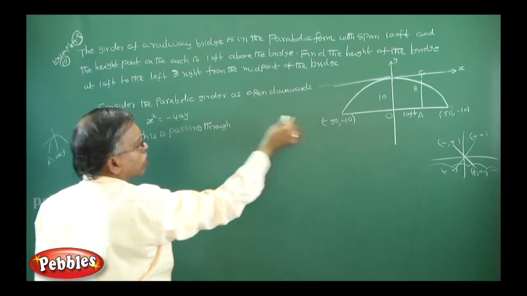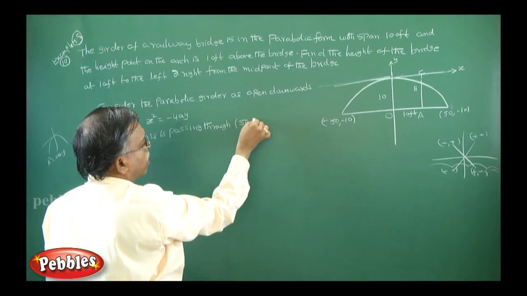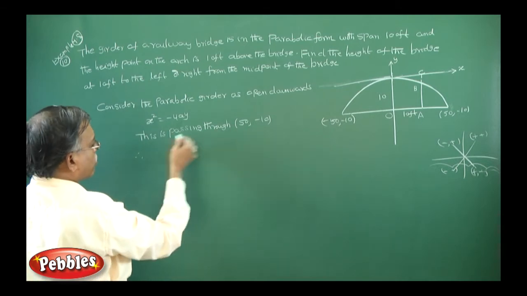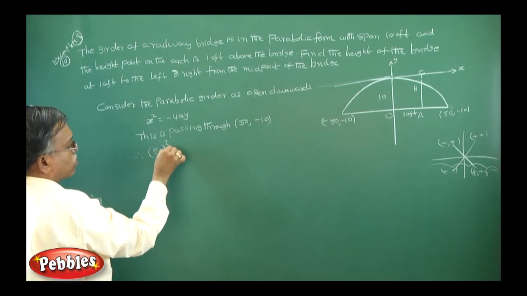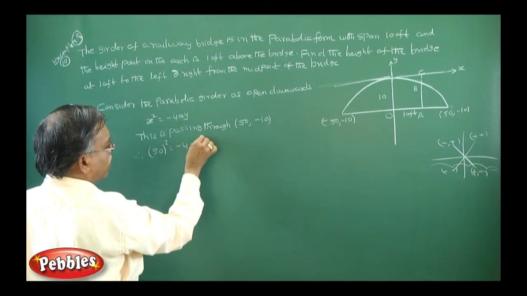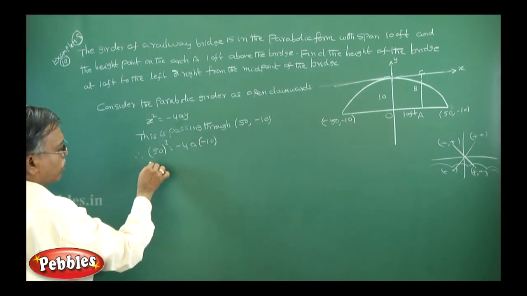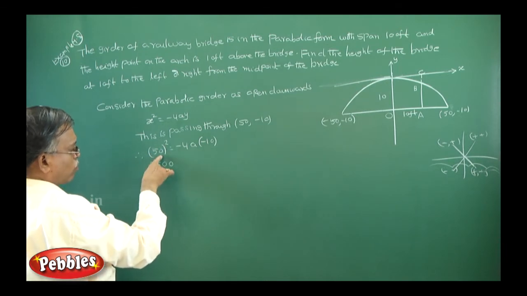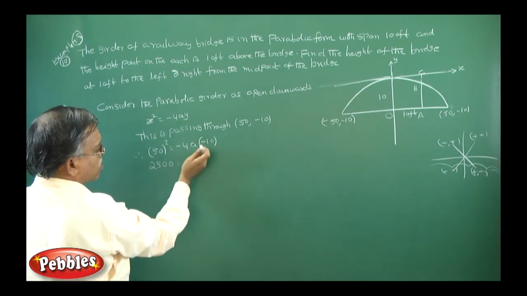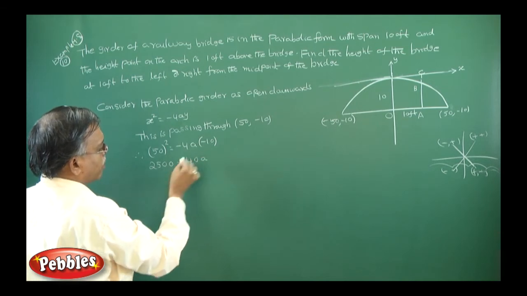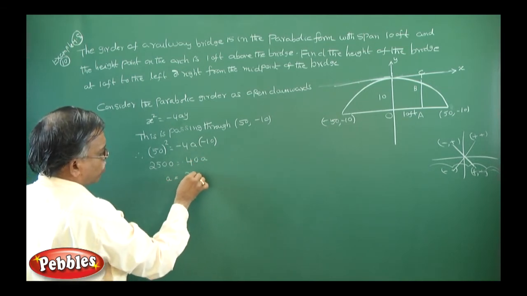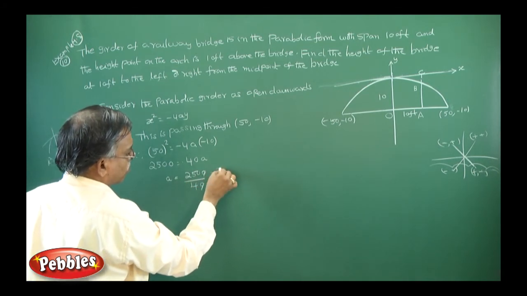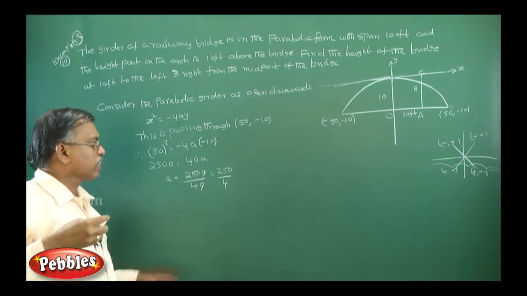Any point you can substitute, either this point or that point, 50 comma minus x. Therefore if you substitute this value, x square means what? 50 the whole square is equal to minus 4a into what is the y value? Minus 10. So 50 square is 2500, because 5 5s are 25, 2 zeros we will get, minus 4a into minus 10, plus 40a. Now what is a? 2500 divided by 40, 0 0 cancel, it becomes 250 by 4. So that is the value of a.